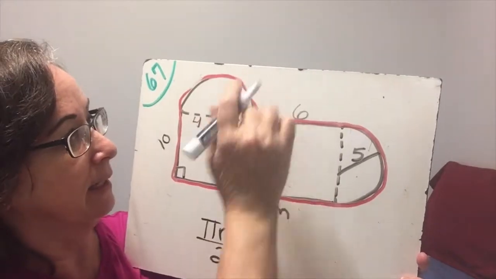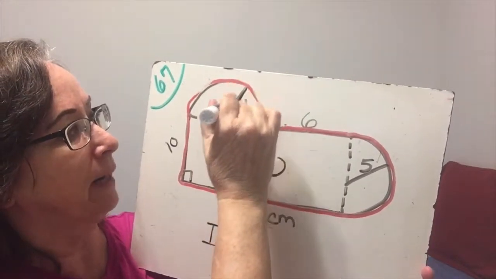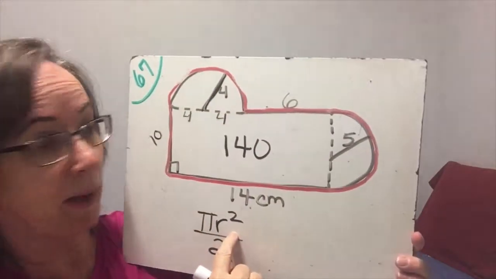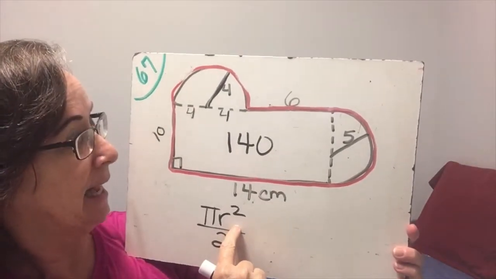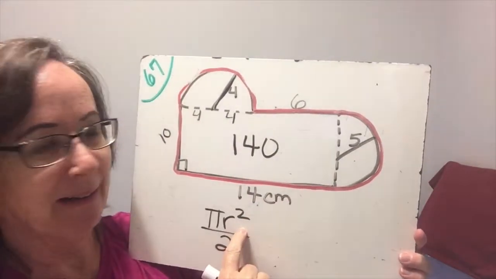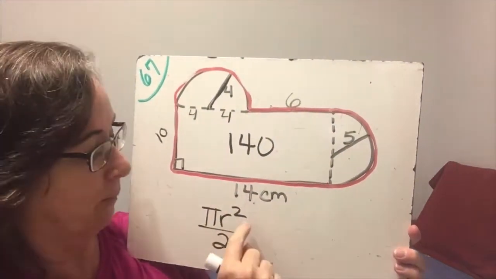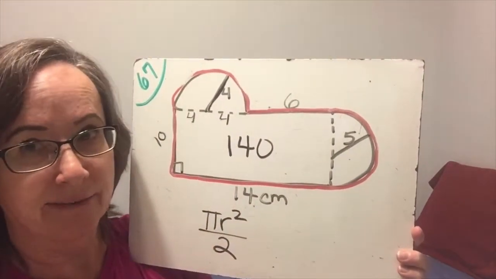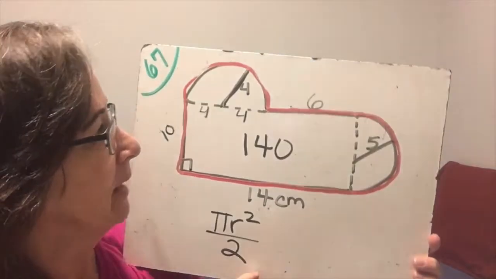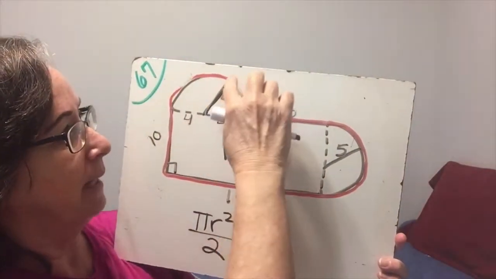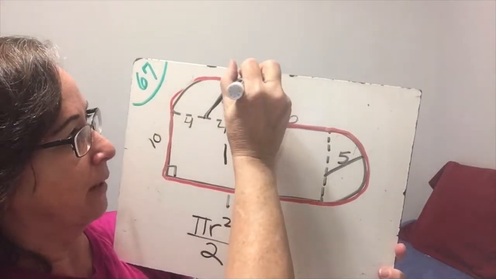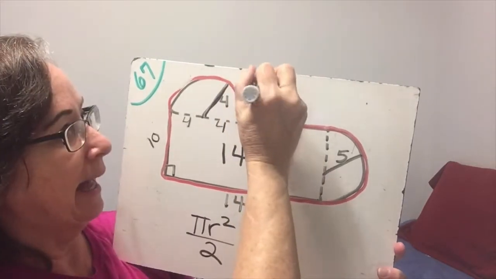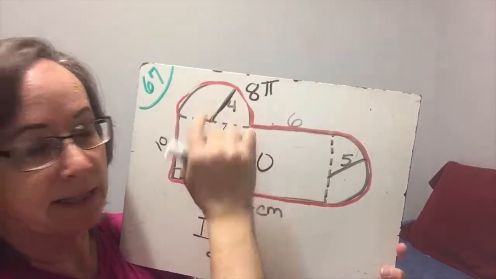So this one, since 4 is the radius, then the r squared would be 16. And like I did before, I'm going to go ahead and take the r squared and divide it by the 2, and then all I will have to do is multiply by the pi. So that's going to be 16 divided by 2, or 8 pi will be the area of this little circle.